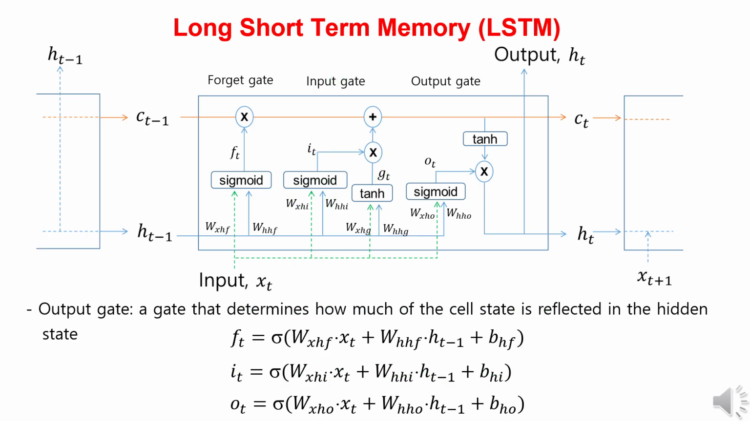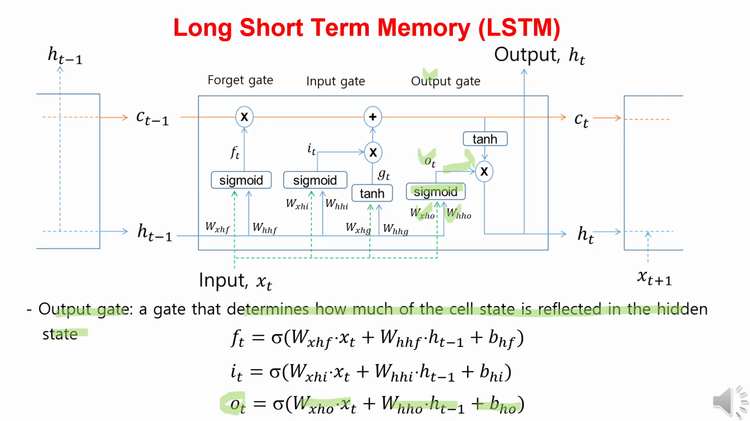The output gate determines how much of the current cell state should be reflected in the hidden state. The output gate, denoted as o_t, is calculated by multiplying the current input x_t by its corresponding weight, adding the previous hidden state h_{t-1} multiplied by its weight, and then adding a bias term. A sigmoid function is applied to this result, producing a value between 0 and 1.